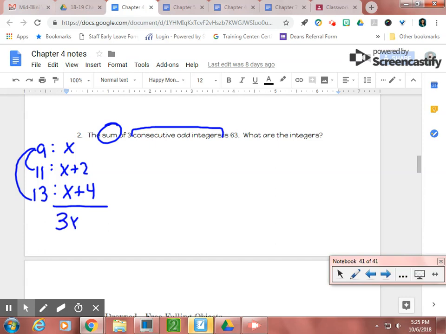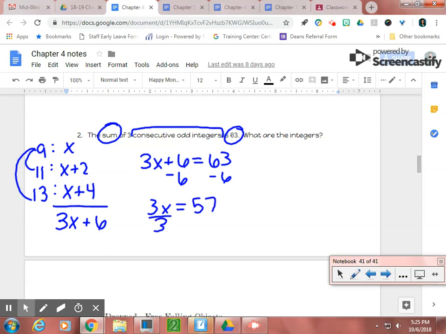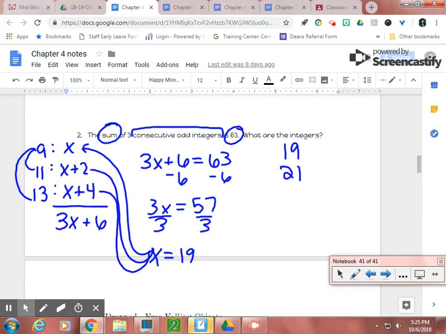So x plus x is 3x, and 4 plus 2 is 6. Then it says is 63. So 3x plus 6 is 63. Subtract your 6, and that's going to give me 57. Divide by 3, which gives me 19. So 19 is my x. That's my smallest number. So my first number is 19. Then I'm doing x plus 2 to get 21. Then I'm doing x plus 4 to get 23. And these are my three numbers when you add those together that are going to give you 63.